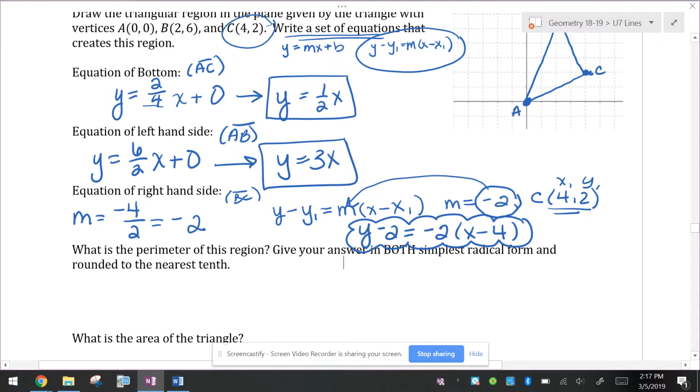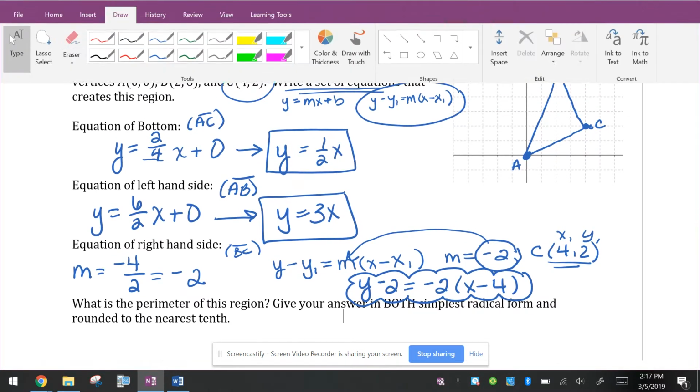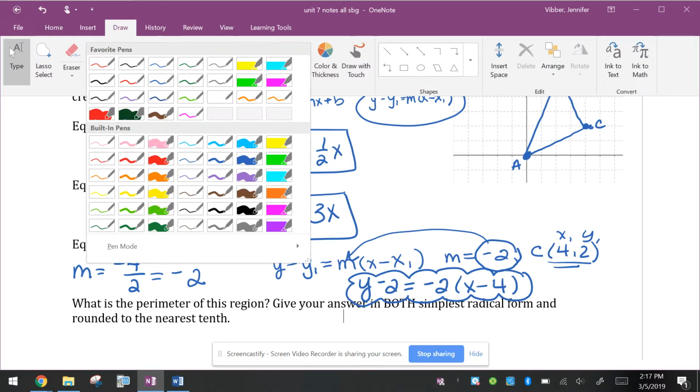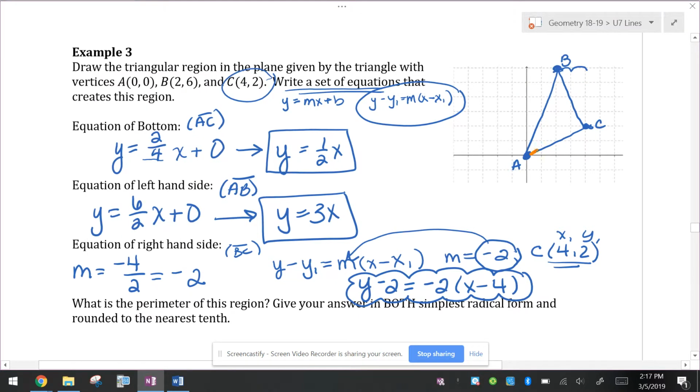Okay, so if I want perimeter, I have to do the distance formula, or honestly, I think even better, let's just kind of make some triangles here. I'm going to go with orange. So if I want to find the length of AC, that's really the hypotenuse of this triangle. And when I get from A to C, I go over 4 up 2.